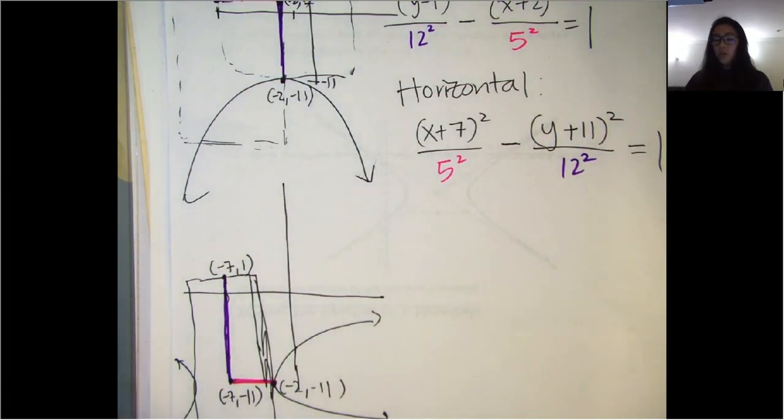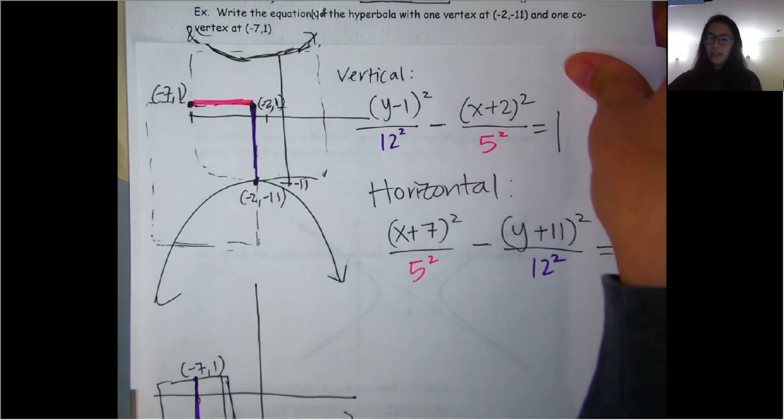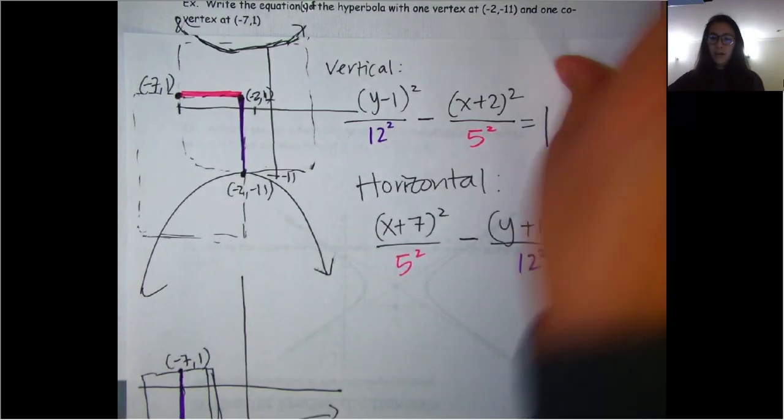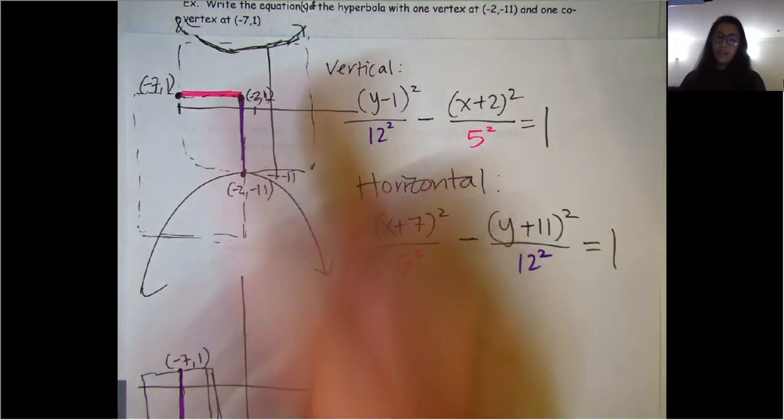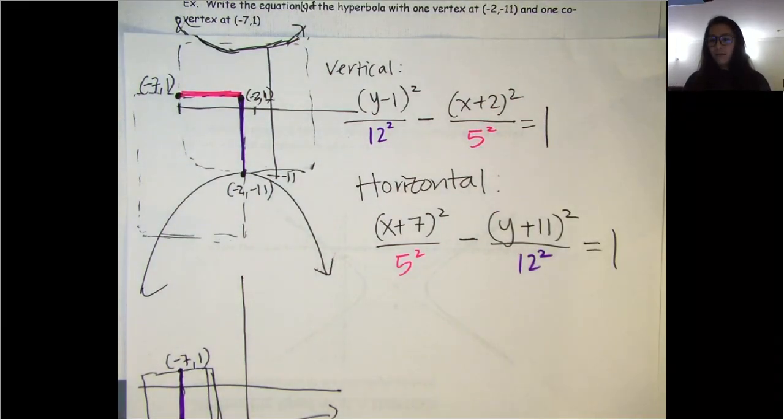So these are the two possible equations of a hyperbola with one vertex at (-2, -11) and one co-vertex at (-7, 1).